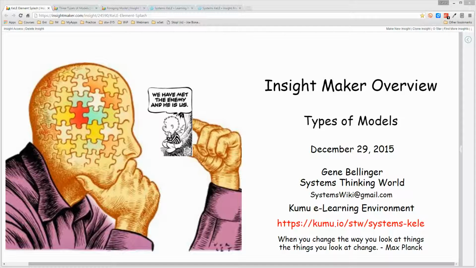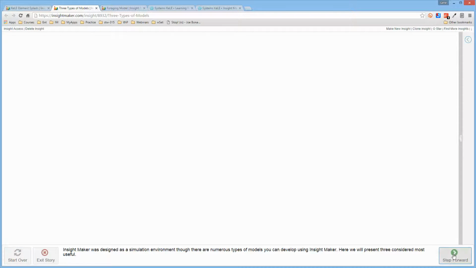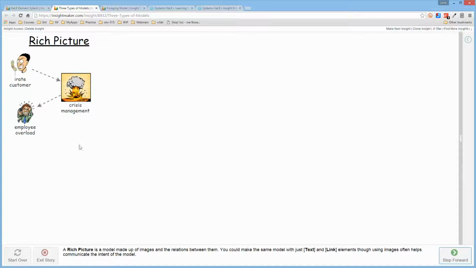Insight Maker was initially designed as a simulation environment, though there are numerous different types of models or insights that we figured out how to develop using the constructs that are available. The three types that you will run into most often are rich pictures. They're called rich pictures because they typically have images as part of the relationship map, and it's a set of images and a definition of what the relationships are between those images. And they can get quite elaborate, and they usually communicate very well the meaning of the set of relationships.